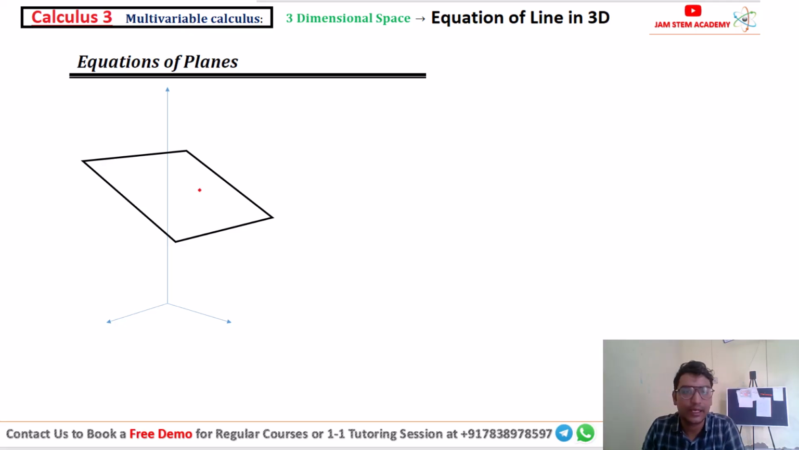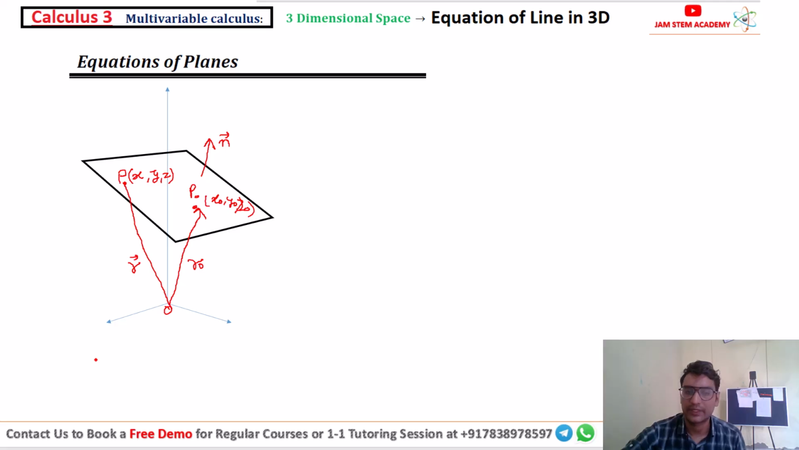So let's consider n vector as the normal vector to this plane, meaning it is perpendicular to the surface of the plane. After that, let's say we are given a point having coordinates x naught, y naught, z naught, and the vector from the origin to this is r naught vector. And let's consider another point P, a general point x, y, z, and the position vector from the origin is r vector.